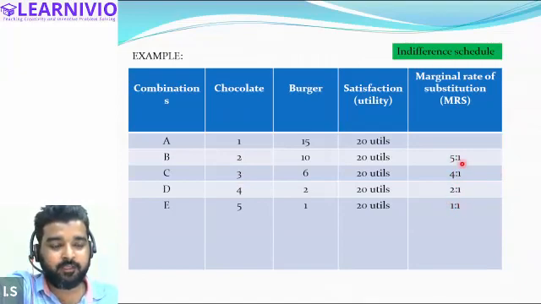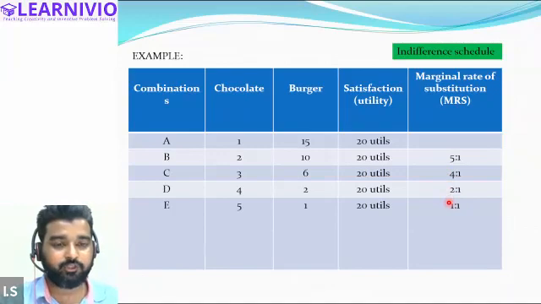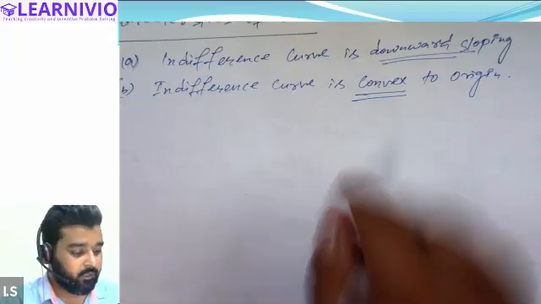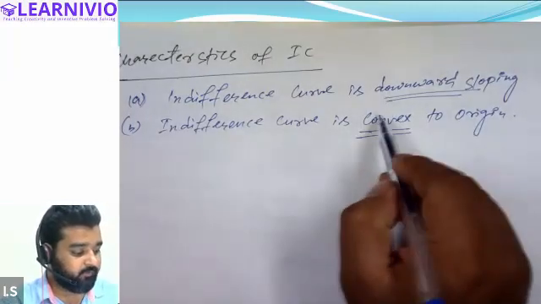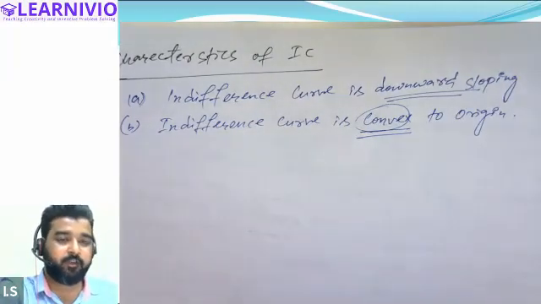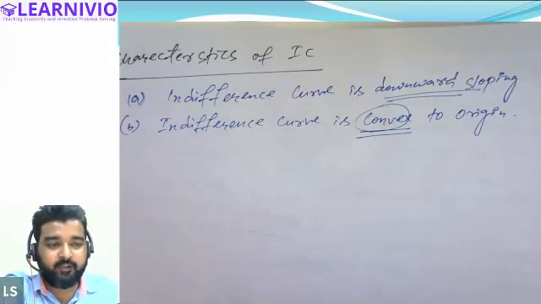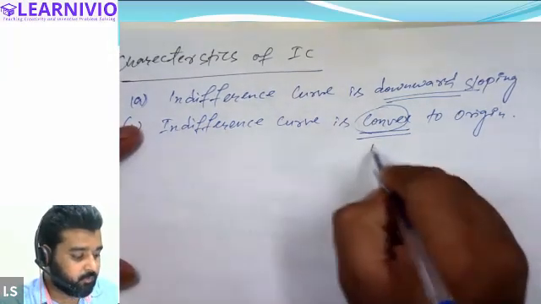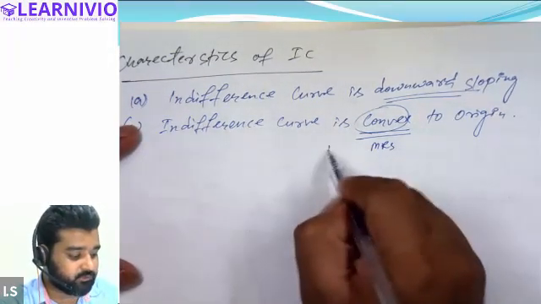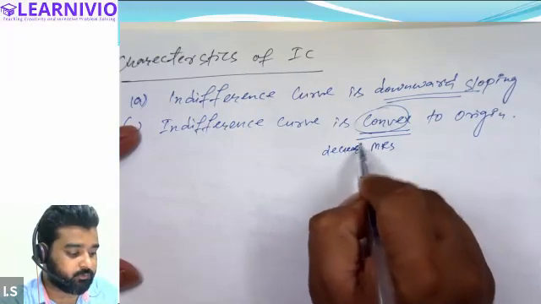So every time he increases the number of chocolates by 1 unit, he is sacrificing fewer and fewer units of burger for increasing 1 unit of chocolate. This is called our marginal rate of substitution continuously decreasing. And because our marginal rate of substitution is decreasing, it will make the convex shaped indifference curve. Is it clear, everybody? Why is the indifference curve convex? Because of decreasing marginal rate of substitution.